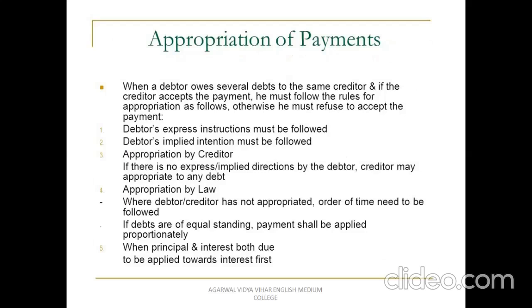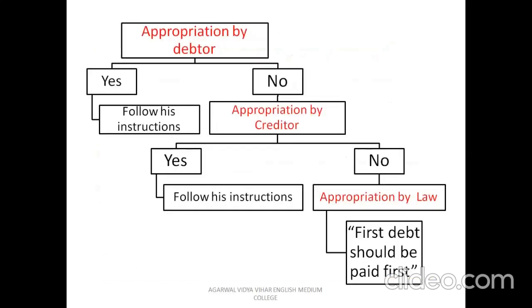The appropriation can be done by three methods. First method is appropriation by the debtor. The second is appropriation by the creditor, and the third one is appropriation by law. So the first right to appropriate is in the hands of the debtor, the second right goes to the creditor, and afterwards the appropriation should be done according to the law. So which are the conditions that the person has to follow? We have discussed that. So this is the end of the brief on the appropriation of payment.